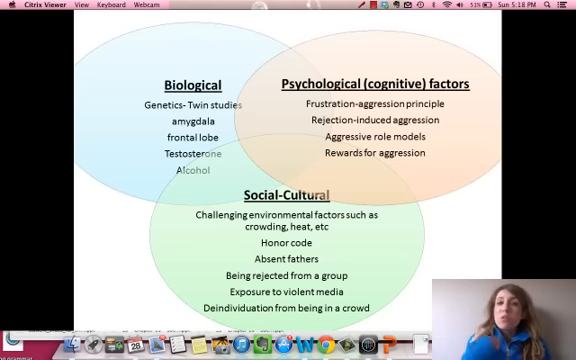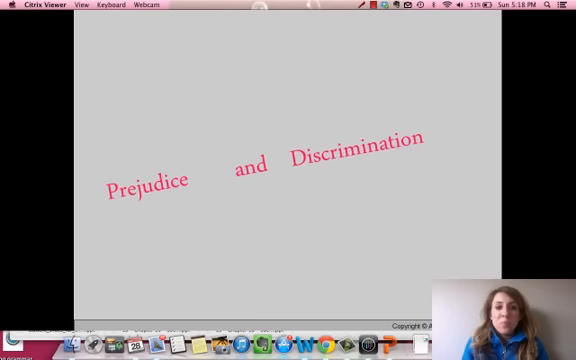And then de-individuation, which we talked about. When you're basically hidden because you're in the crowd, you lose that individuality and you become very aggressive because you don't feel like people can really know it's you.